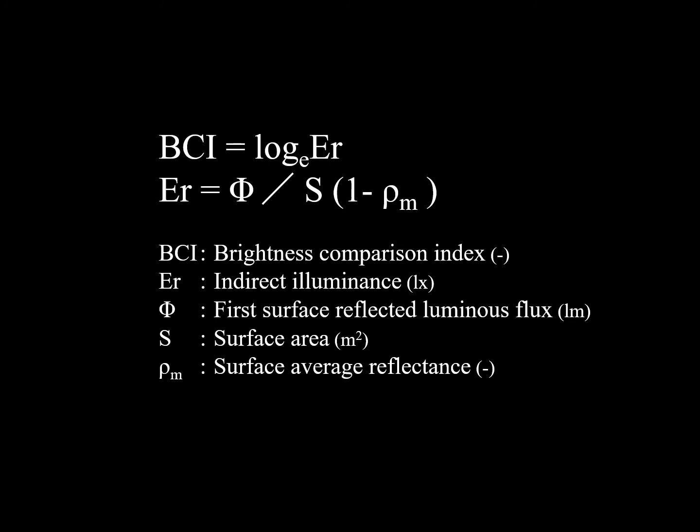First, the indirect illuminance value is simply calculated regarding as constant in the room, and next, the BCI is calculated by taking the natural logarithm of the indirect illuminance value. Since the feeling of brightness is a sensory value, it takes the natural logarithm.